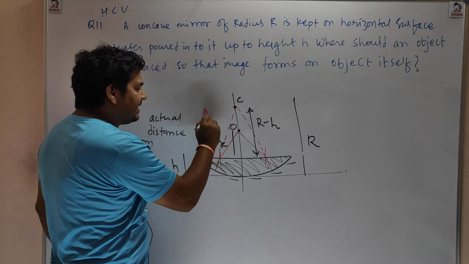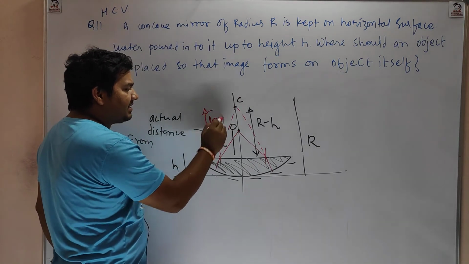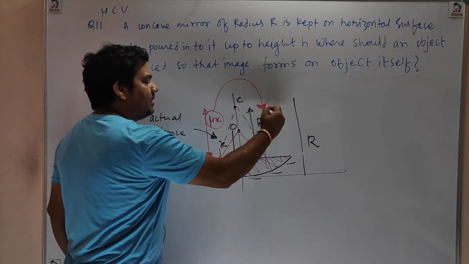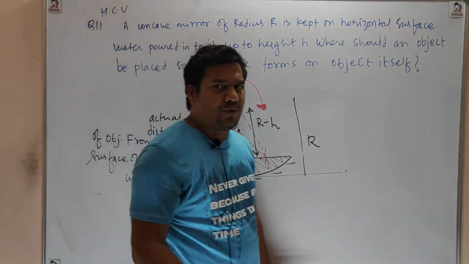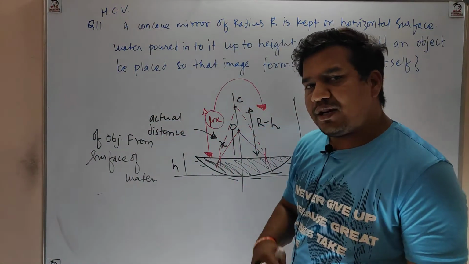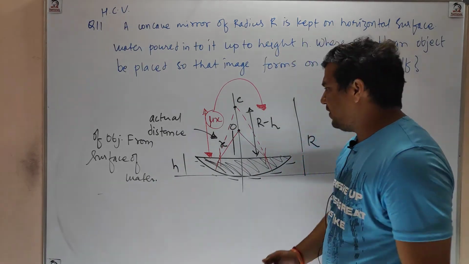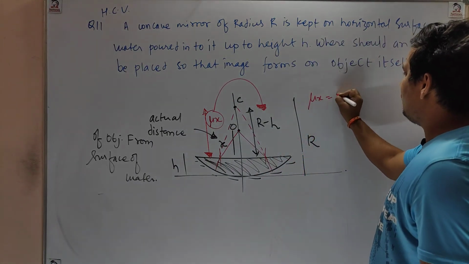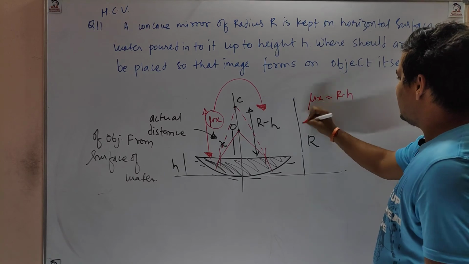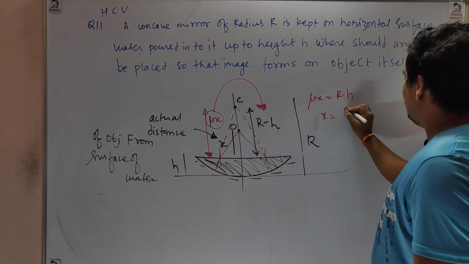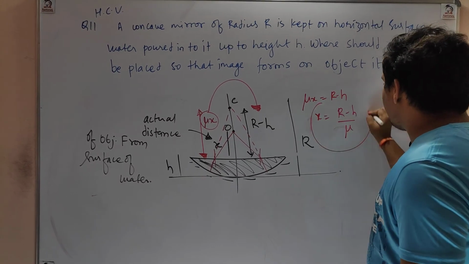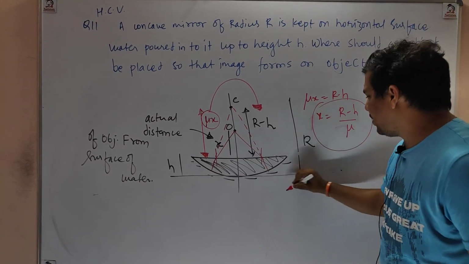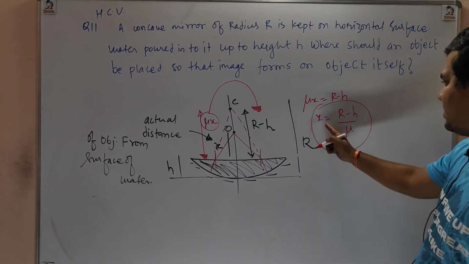So if the apparent distance mu x is equal to r minus h, then the image will form on the object itself, because everyone knows that when we put the object at the center of curvature, the image also forms at the center of curvature. So if mu x is equal to r minus h, then image and object will coincide. So the object must be kept at distance x from the surface of water. Okay, so this is your answer.